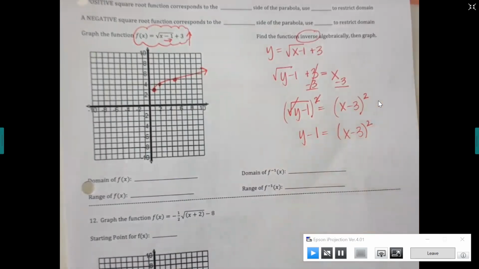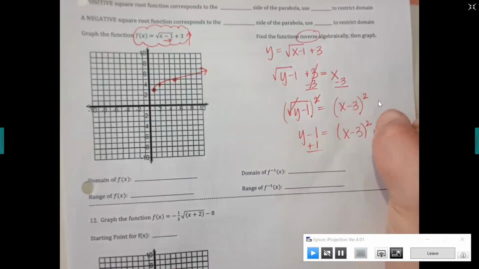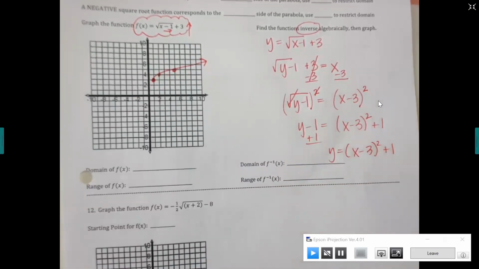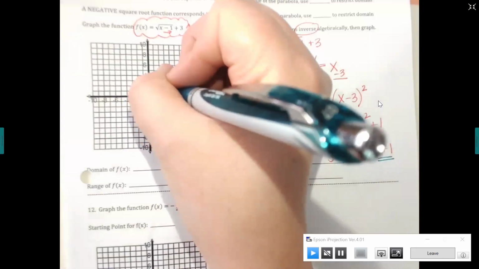And how do I get rid of the minus 1? Plus 1 to the back. Now, here's where the problem comes up. So I have y equals x minus 3 squared plus 1. Okay, I go to graph this. Which way do I move if it's a minus 3? Okay, to the right 3 and then up 1. So that would be here.